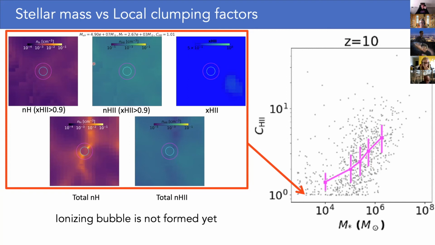Oh, thank you. So only a minority of gas cells are flagged for the calculations. So you can basically identify some structures in the total NH projected image, but you cannot see those structures in this image that's showing only the ionized regions. So the common characteristic of these halos is that their ionized bubble is not formed yet, which leads to the low clumping factor.